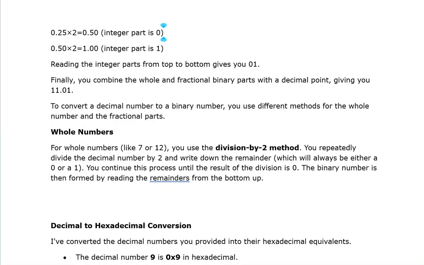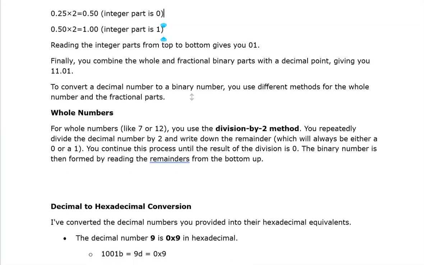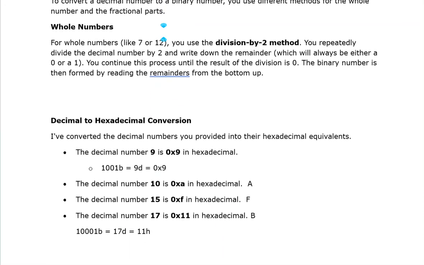Okay. Try to do a few of these on your own. Maybe you could put 0, 1, 1, or maybe a 1, 0, 1 for your decimal. Use the same methodology. This will be decimal to hexadecimal conversion. So you're going from a decimal to a hex.